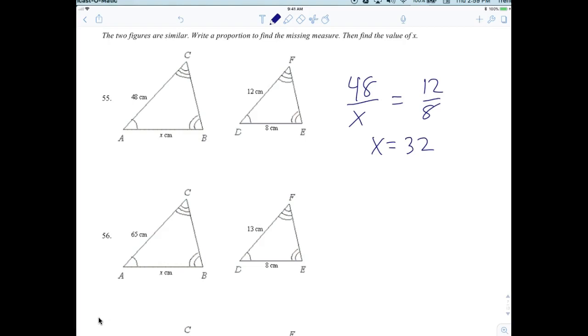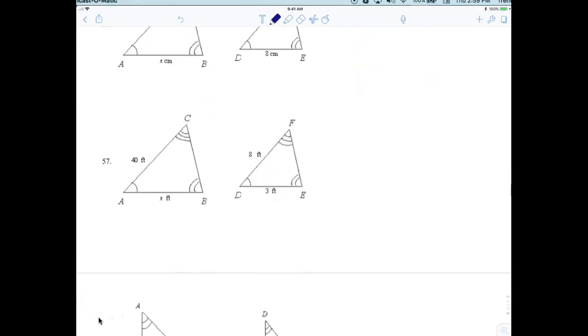You can do 48 over 12. And then you would do what? x over 8. Same answer. Do you agree? And what would you do, 4 to 48? Divide by 4 is 12. You can do that way also. That's a smart way of doing it. So 8 times 4 is 32. You're good. Exactly. All right.